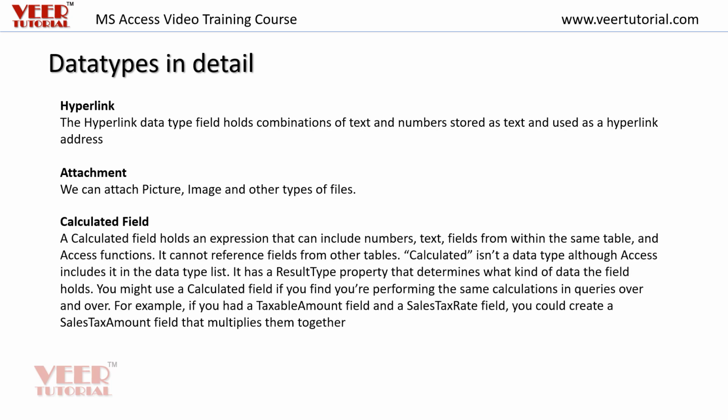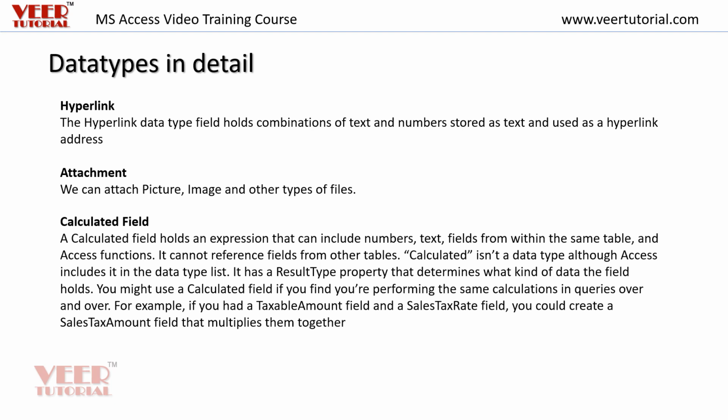Calculated field, it is very interesting. A calculated field holds an expression that can include number, text, fields from within the same table. It means we can do the calculation getting the data from another field from the same table. We cannot get the data in the calculated field from another table.